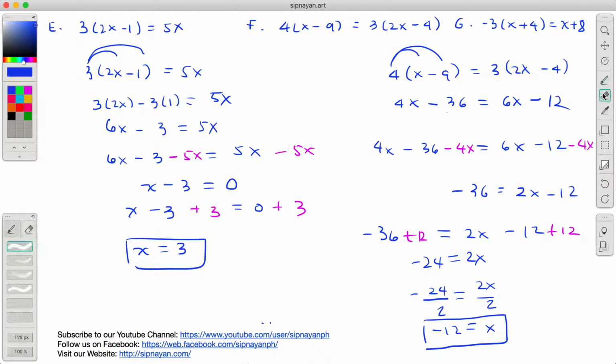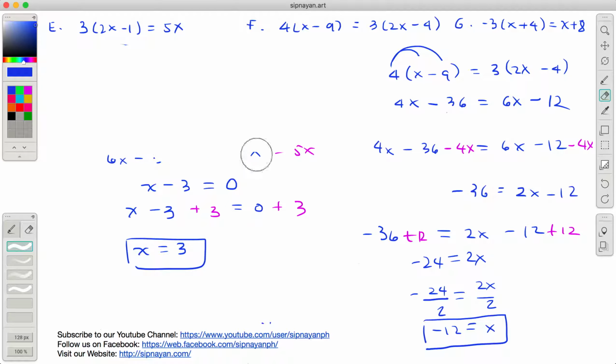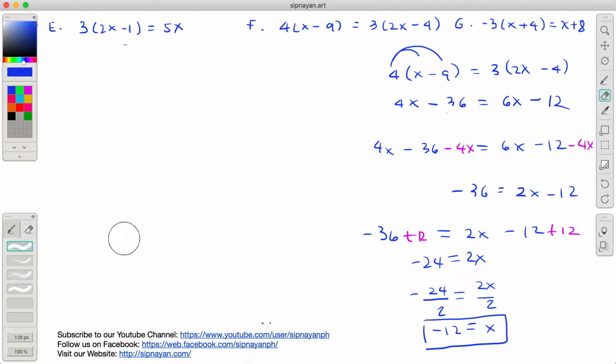And lastly, we have letter G. By the way, baka nagtataka kayo bakit A, B, C, D, tapos E, F, G, tapos bilang uulit. No? Kasi ilang sets yan no, ng given. So, we have G equals negative 3 times x plus 4 equals x plus 8. No?